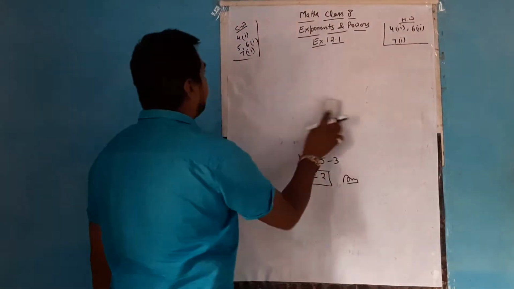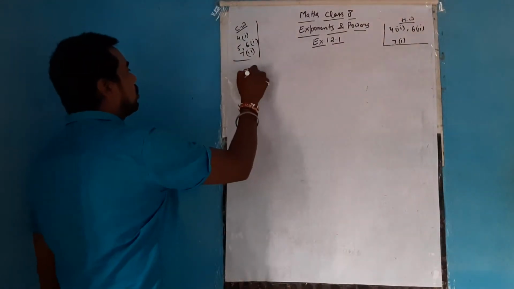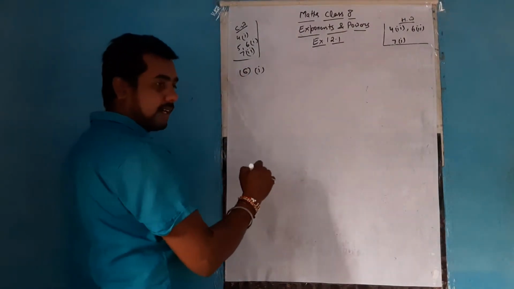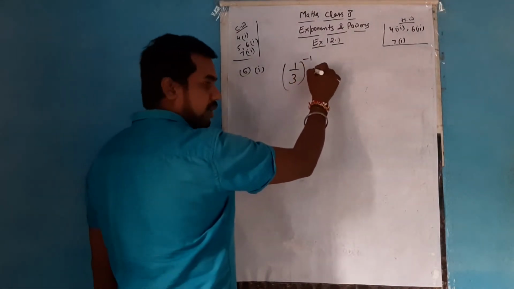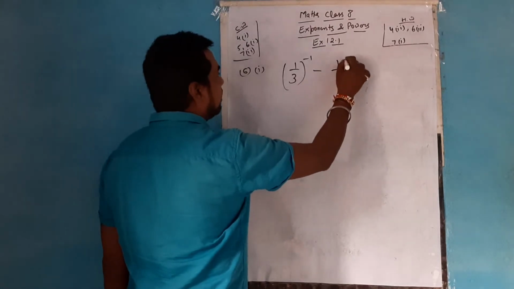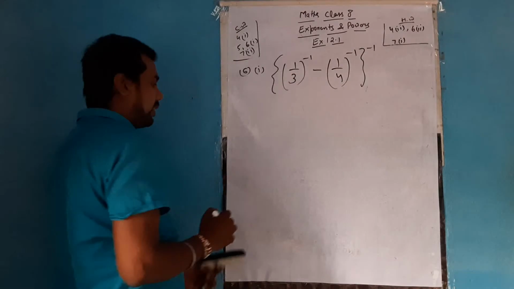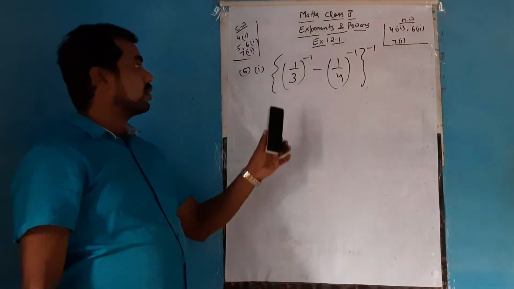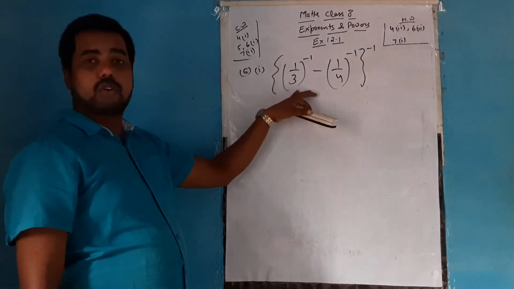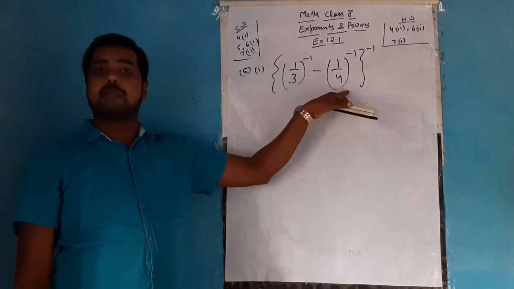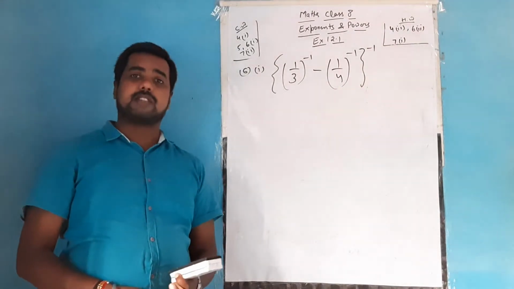Now I'll move on with question number 6, first part. It says (1/3)^-1 minus (1/4)^-1, whole to the power minus 1. So again we'll go step by step. First we'll make the reciprocal of 1 by 3, then the reciprocal of 1 by 4. After subtracting, whatever the result is, I'll make the reciprocal of the same.